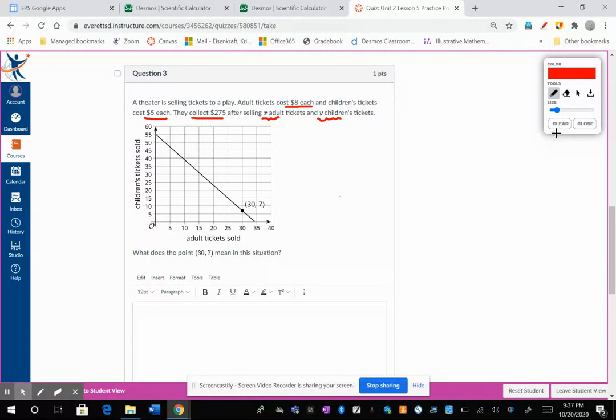So again, we're checking X for 30 and Y for 7. So what does that mean? So that is adult tickets and Y is children's tickets.